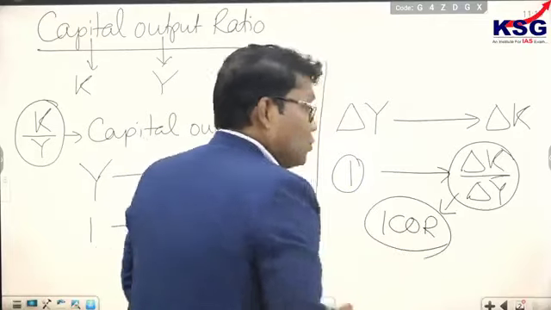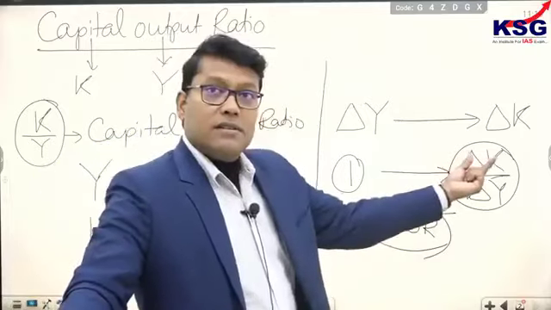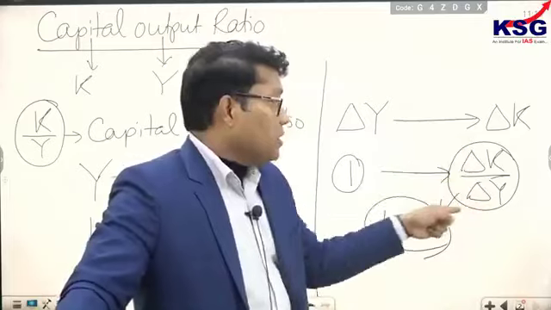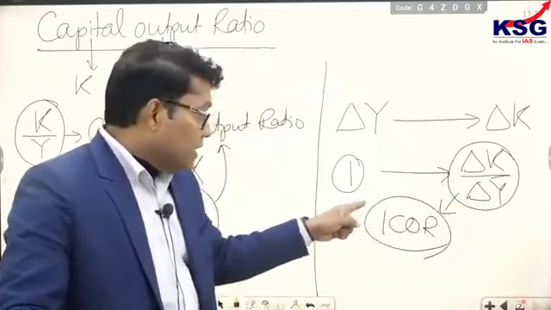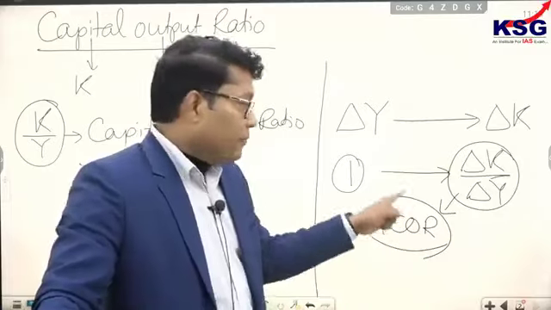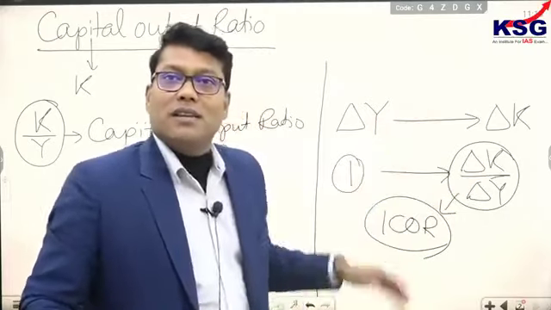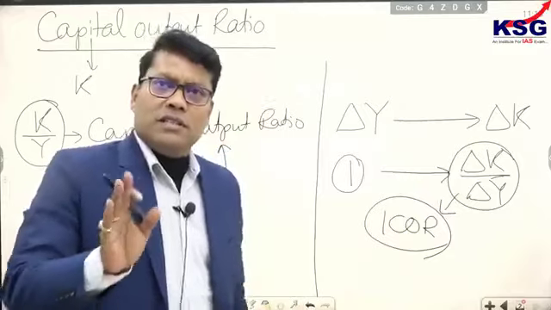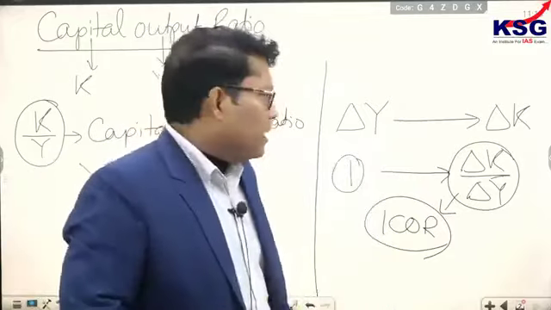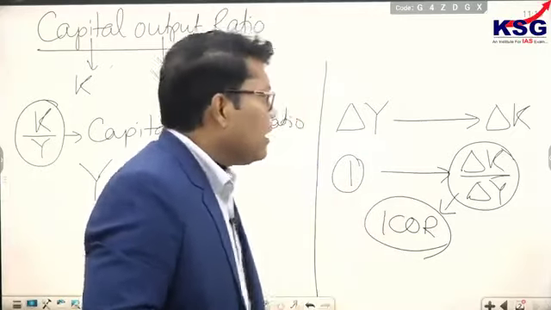You are getting the meaning of ICOR? Incremental means change in capital and change in output. This is the ratio of change in capital to change in output, so it is known as the incremental capital output ratio, delta K upon delta Y. So this is the concept, the requirement of how much additional capital you need.